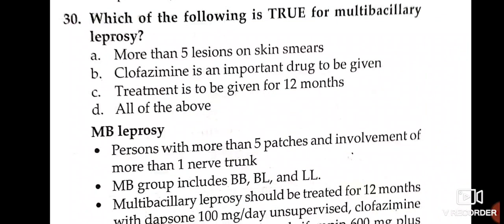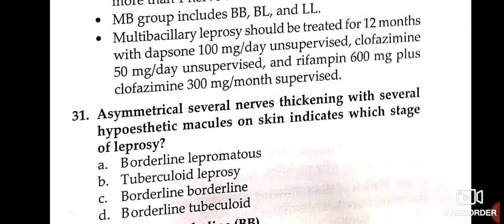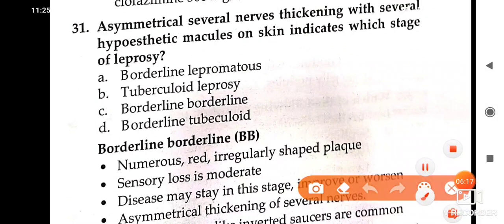Which of the following is true for multibacillary leprosy? So all of the above is true, option D. Asymmetrical thickening of several nerves with several hypopigmented macules on the skin indicates which stage of leprosy? That is borderline lepromatous.